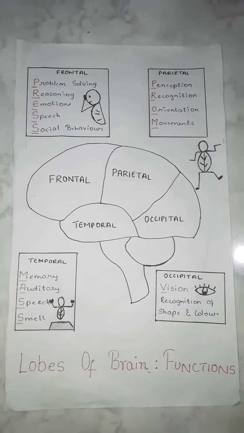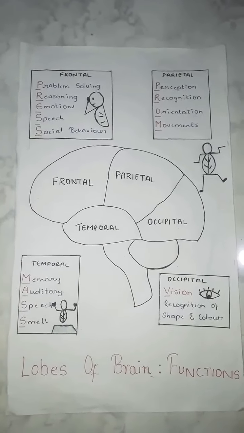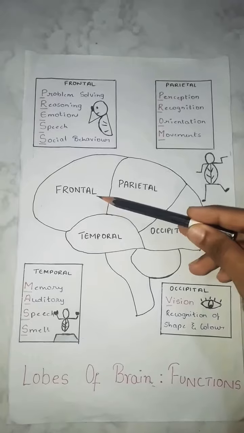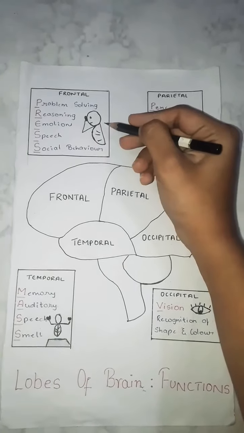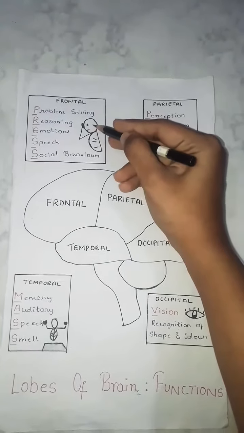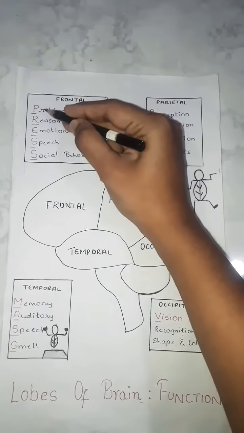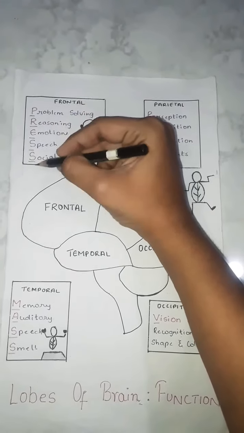So let's understand the mnemonic for the functions of lobes of brain. So the first one is the frontal lobe. In the frontal lobe, I want you to remember a person who has headache and he is pressing his forehead. So the mnemonic over here is press, PRESS.